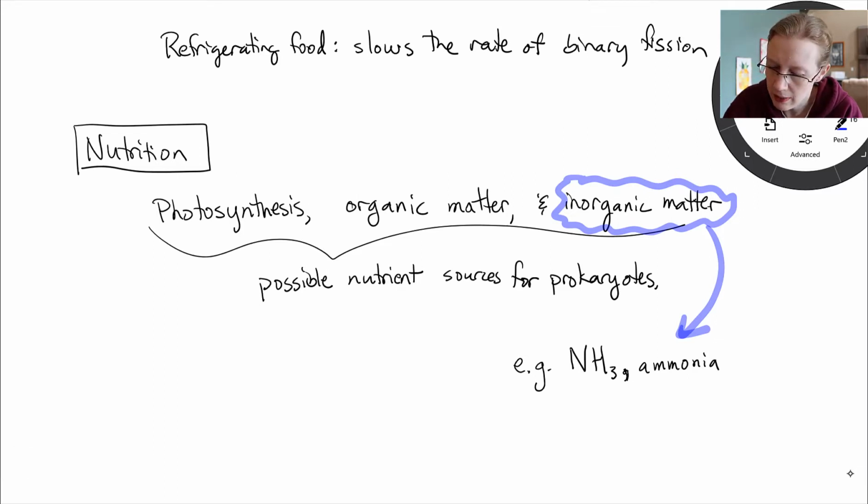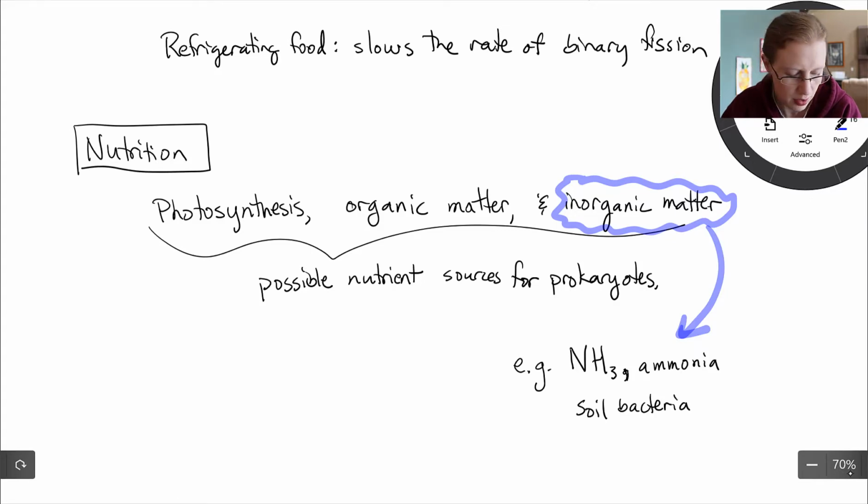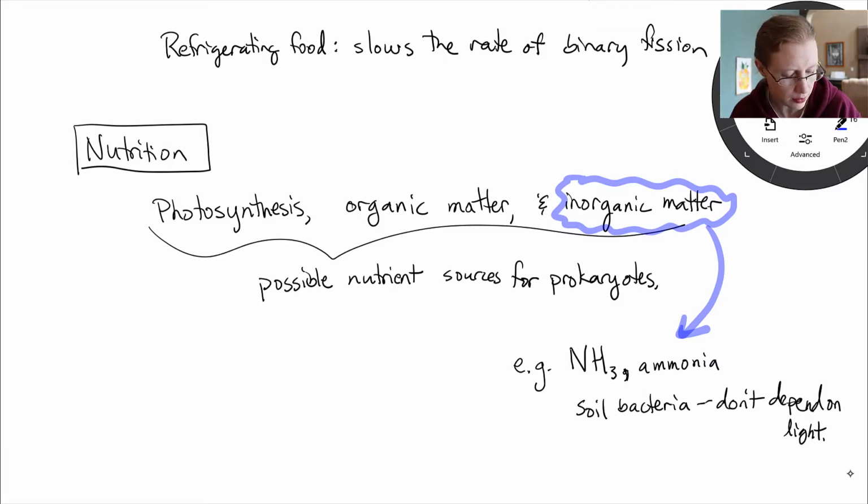So soil bacteria don't depend on light. They're underneath, they're in the ground, they're below the surface. Instead, they depend on ammonia in the soil as a nutrient source. So what the soil bacteria do in large part is they support plant life. They help plants to be healthy by maintaining the soil conditions, and so that's a good thing.